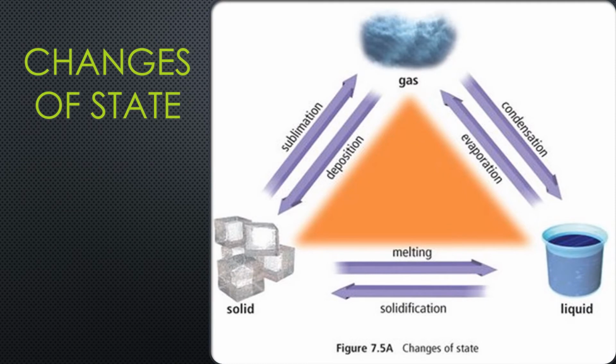And so here's a quick diagram for the changes of state. I love this diagram. It's one of the best diagrams I've ever seen. So to review, as we go from a solid to a liquid, it's melting. As we go from a liquid to a gas, it's evaporation. As we go from a gas straight to a solid, that's deposition. As we go from a gas to a liquid, that's condensation. As we go from a liquid to a solid, that's solidification. And as we go from a solid straight to a gas, that's sublimation.